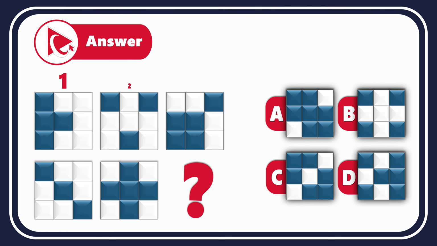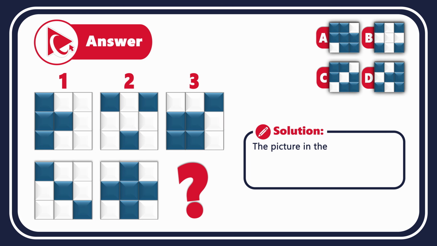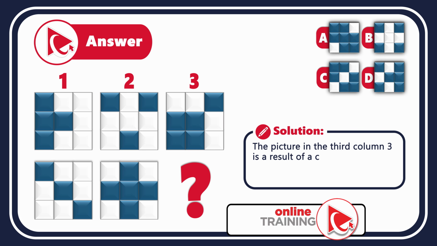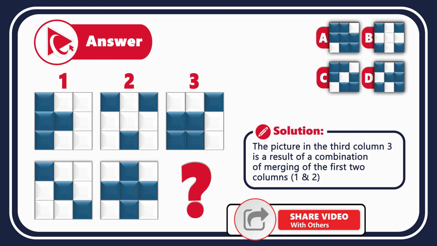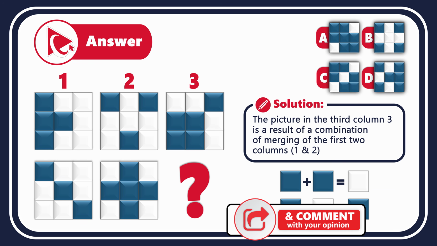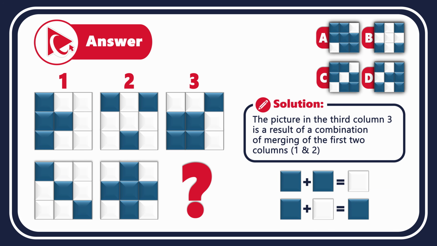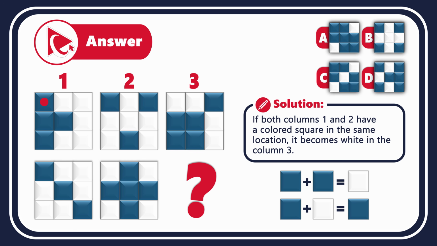Columns 1, 2, and 3. What you probably already know by now is that the picture in the third column, column 3, is a result of the combination of merging the first 2 columns, columns 1 and 2. There are 2 merging rules applied here. Let's start with the small square in the first row in the upper left corner. The small square is darker color. In the second column, the small square is also dark, so when we merge dark color and dark color, we end up with the white color.